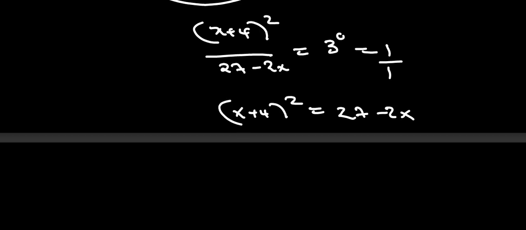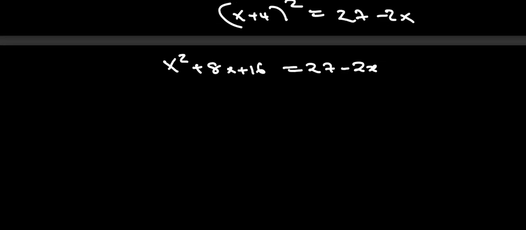Then from here, we expand the left-hand side. This is x squared plus 8x plus 16 is equal to 27 minus 2x. And from here, this is a quadratic. X squared, you have what? This is going to give us a 10x. Then the 27 goes this side, so we're having 16 minus 27. This is negative 11, so I'm getting a negative 11 here as the C.